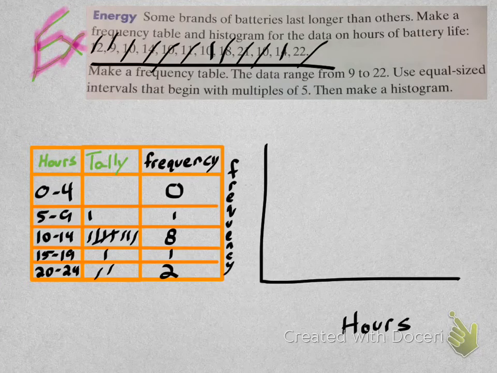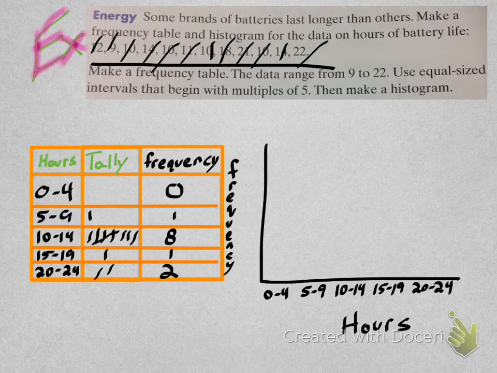Alright, now I have 6 categories of time, so this one's from 0 to 4, 5 to 9, 10 to 14, 15 to 19, and 20 to 24.